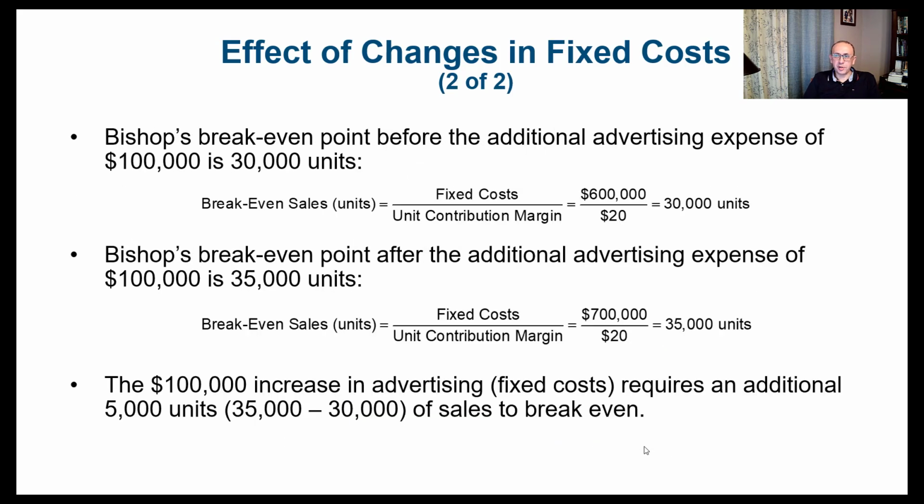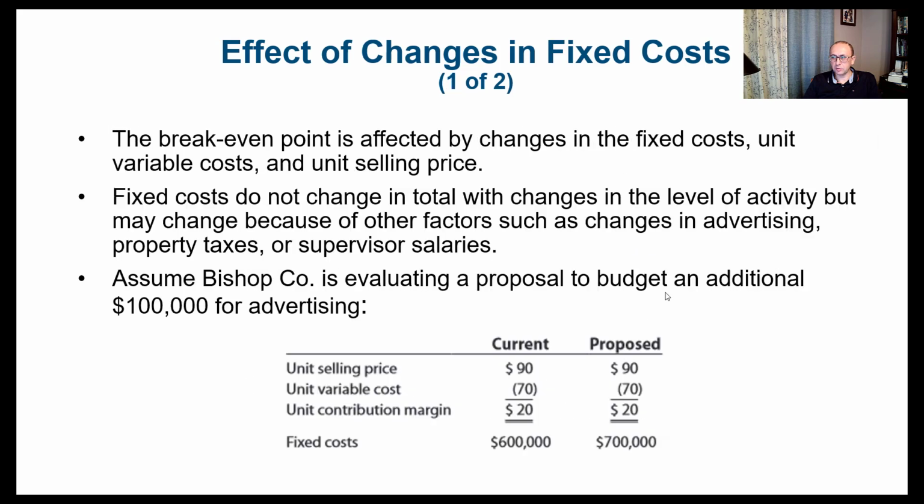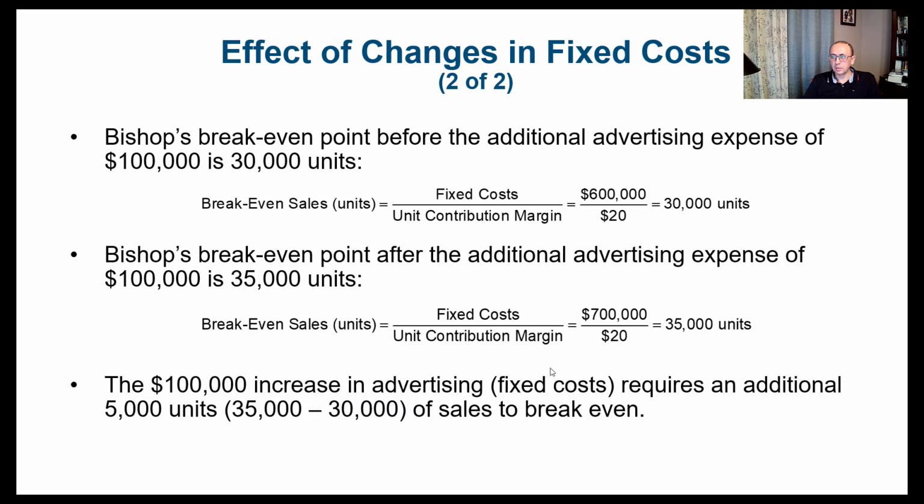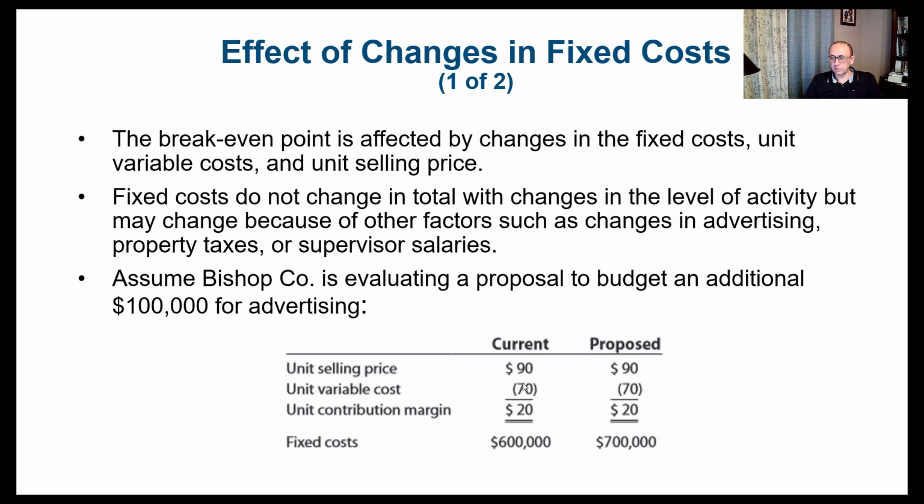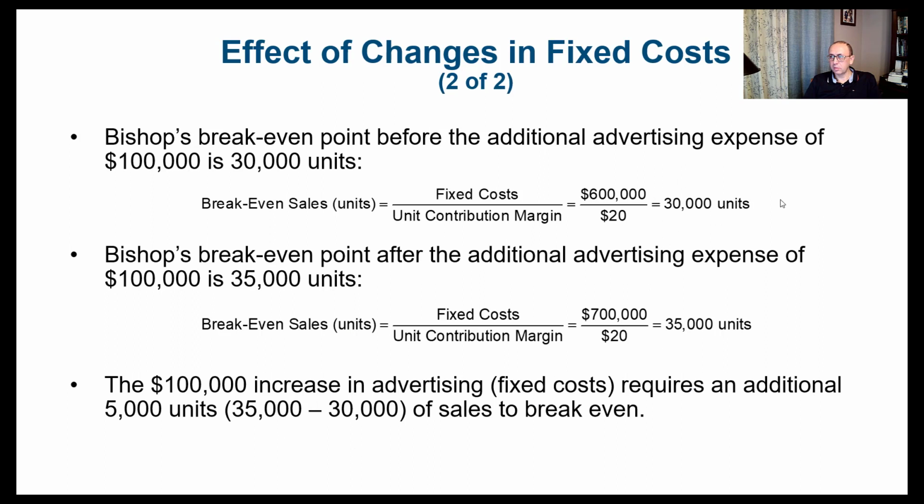So Bishop's break-even point before the additional advertising expense of the $100,000 is calculated as follows. We look at the fixed cost, $600,000, which was given to us here, divided by the $20 contribution margin per unit, which is the difference between the 90 and the 70, and that would be 30,000 units.